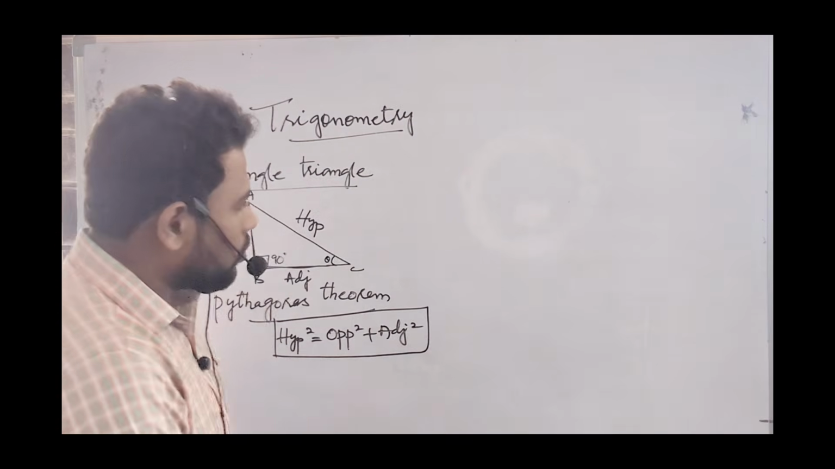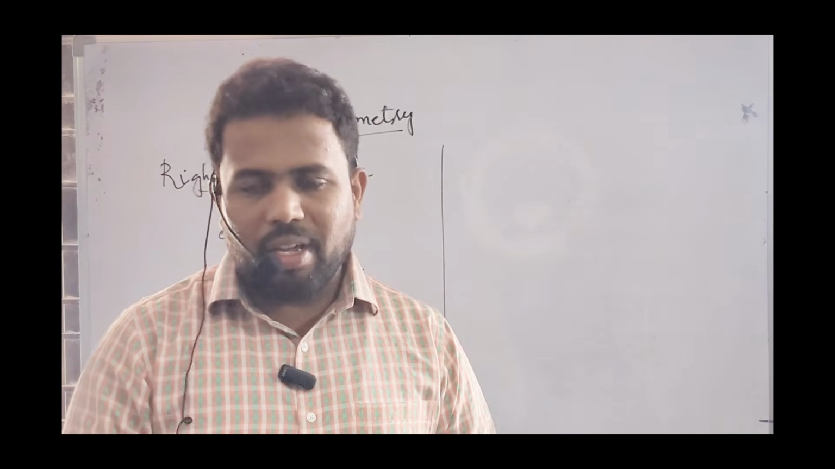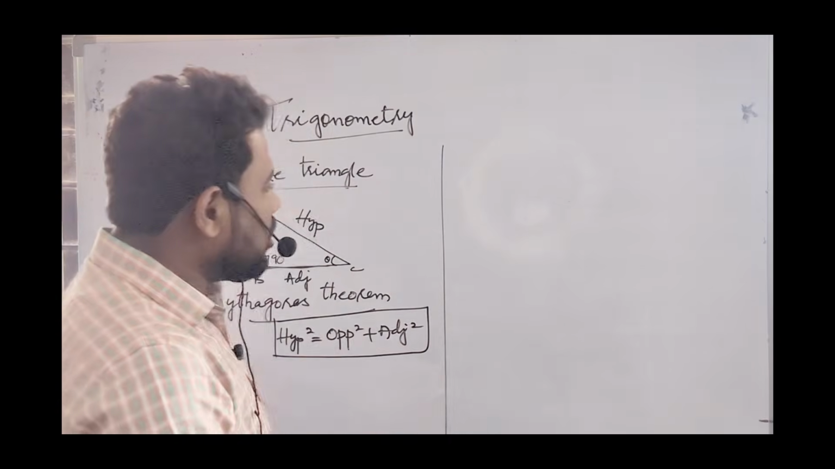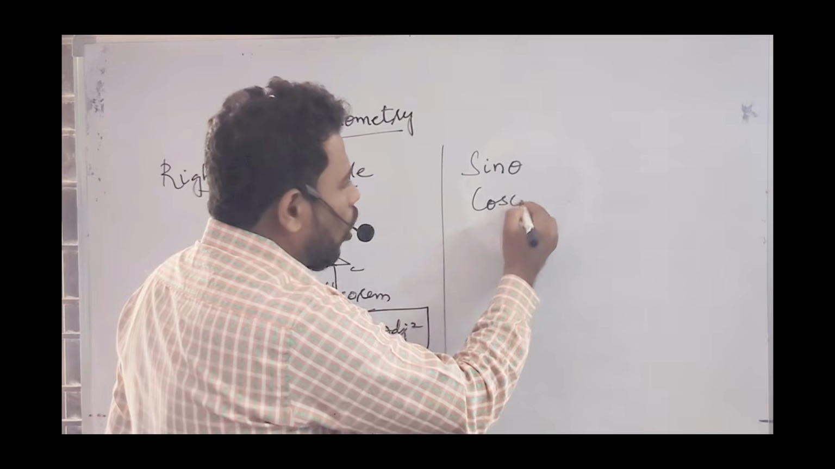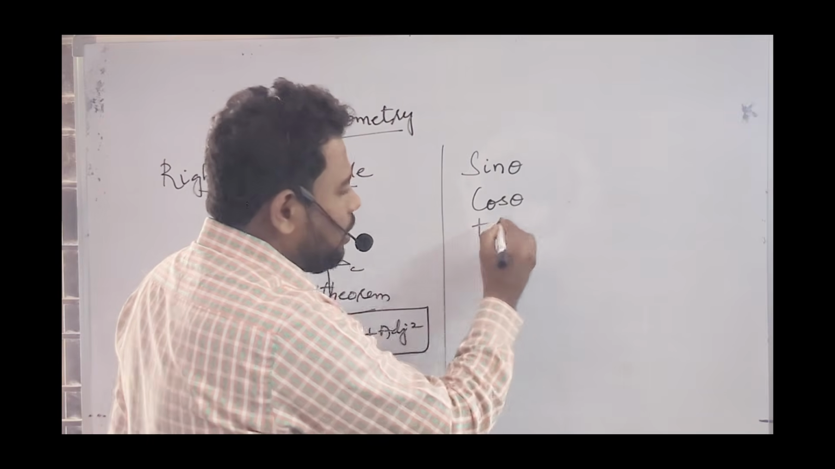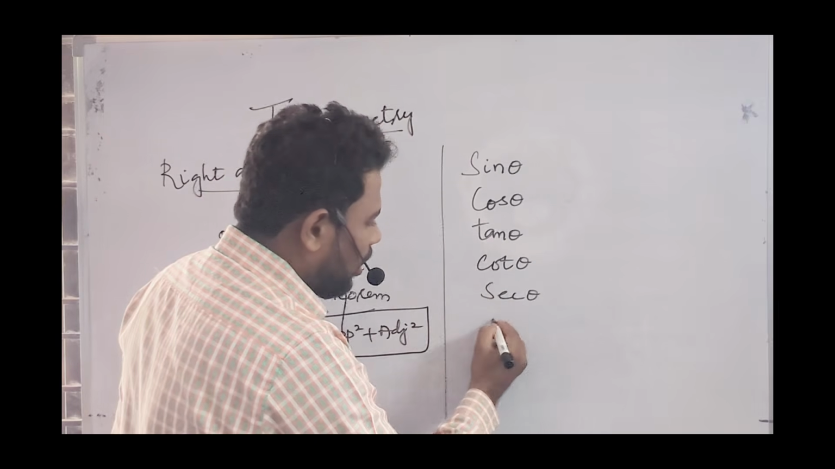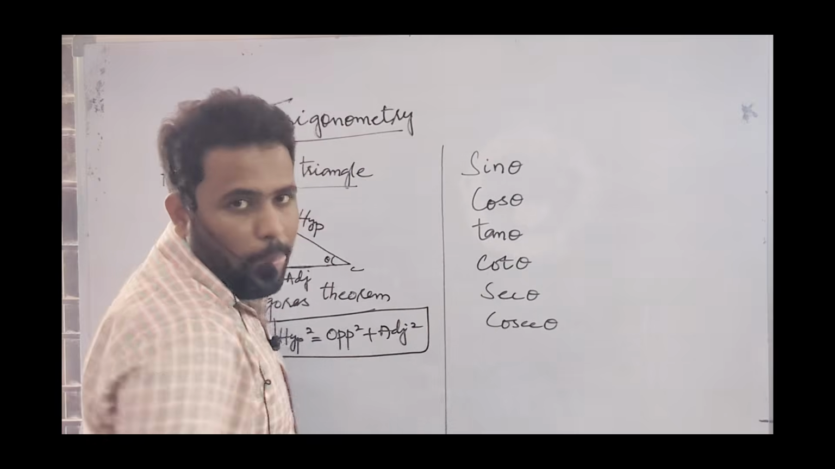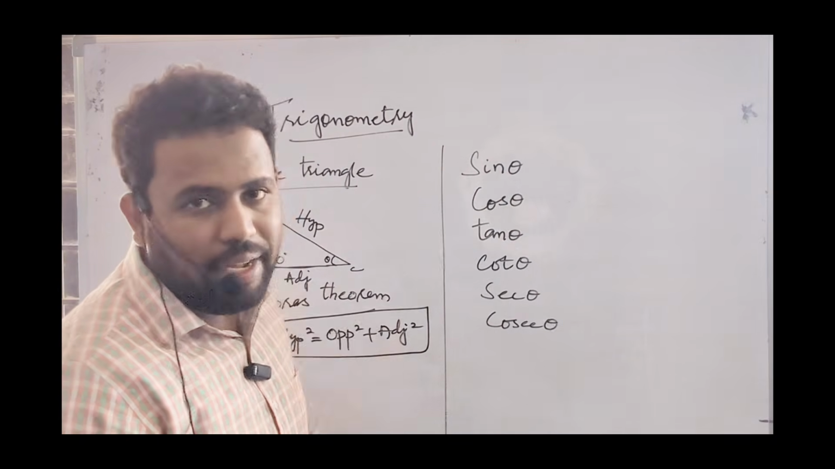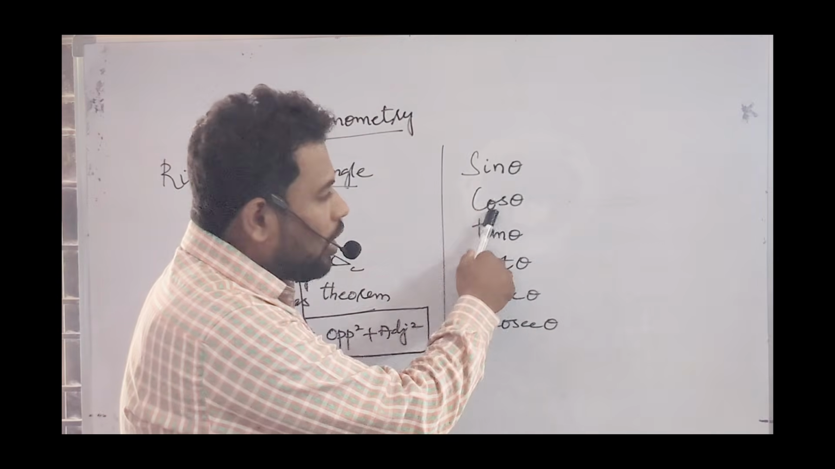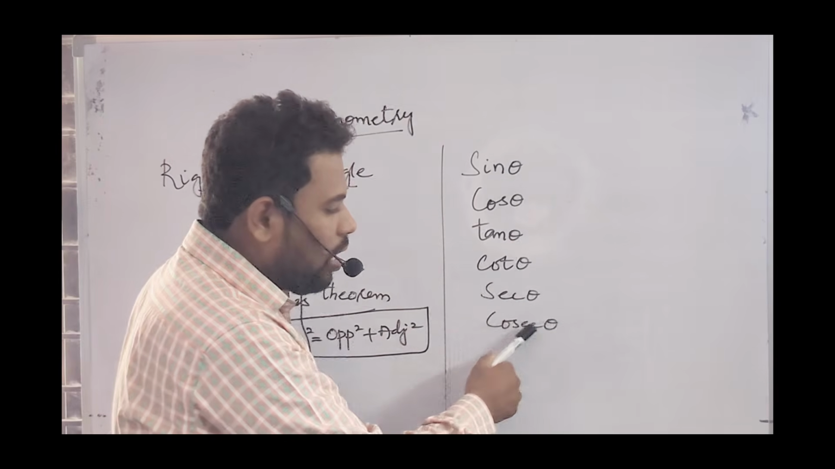See here, the complete trigonometry is based on 6 trigonometric ratios. These 6 trigonometric ratios are sine theta, cos theta, tan theta, cot theta, sec theta, and cosec theta. Theta represents an angle here.